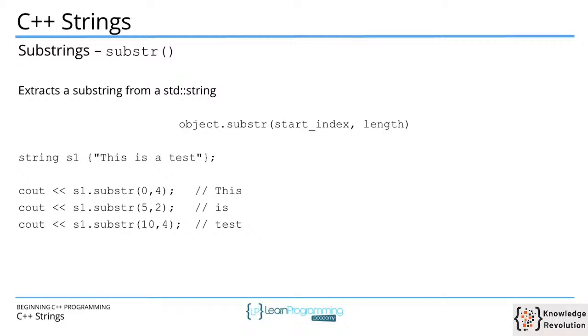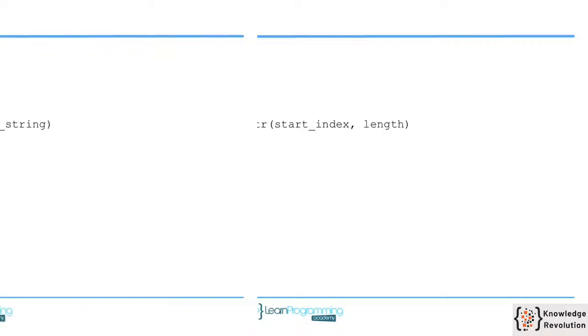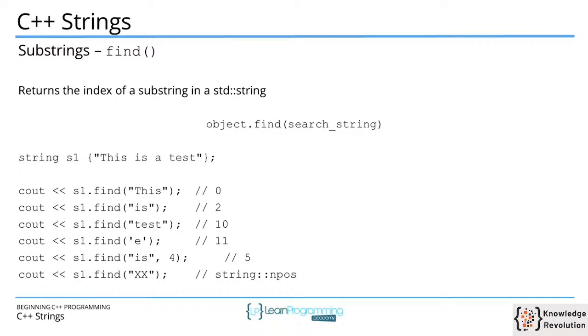Let's see how we can search a string for another. The C++ string class has a very handy method named find. Find works with characters and strings. It expects a string or character and returns the index or position of the beginning of that string or character in the original string. So if we have a string s1 that's initialized to this is a test, and we want to find the string this, we'd get back a 0 since this starts at index 0.